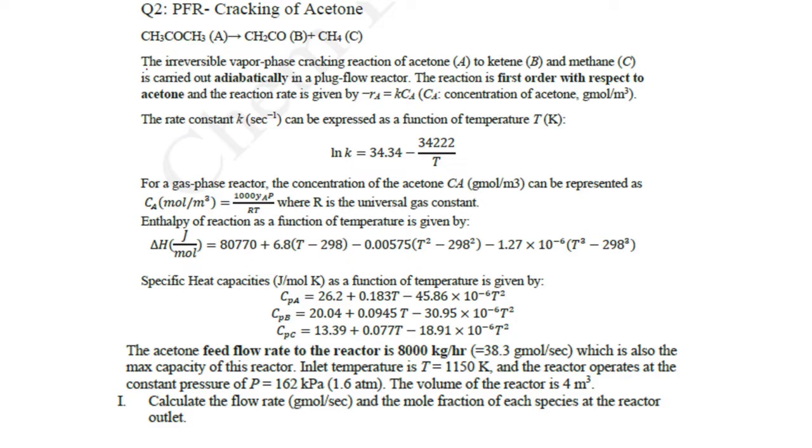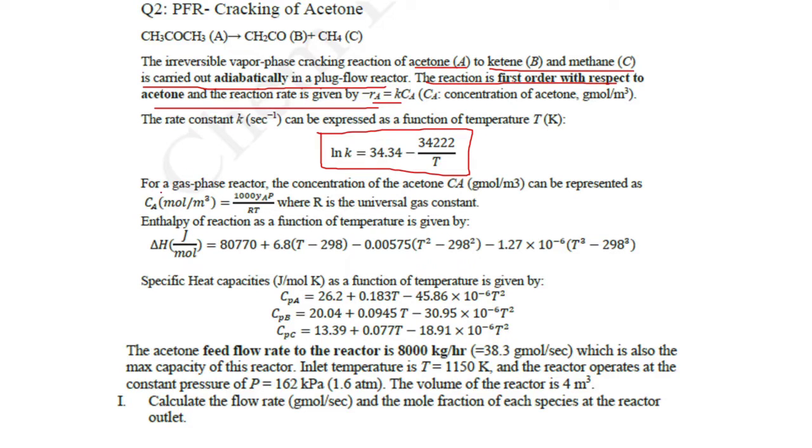We have an irreversible vapor phase cracking reaction of acetone, which is represented by A, to ketene and methane, which are represented by B and C respectively, carried out adiabatically in a plug flow reactor. The reaction is first order with respect to acetone, and the reaction rate is given by this. So this is a standard first order reaction. We have a rate constant, which is a function of temperature.